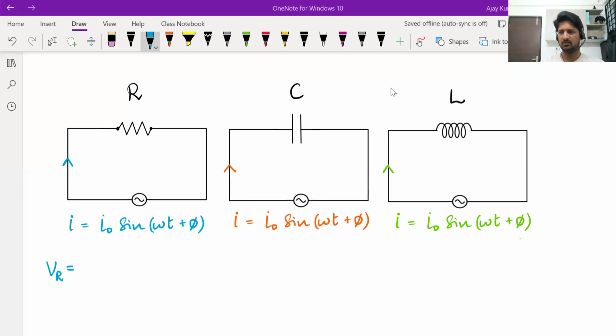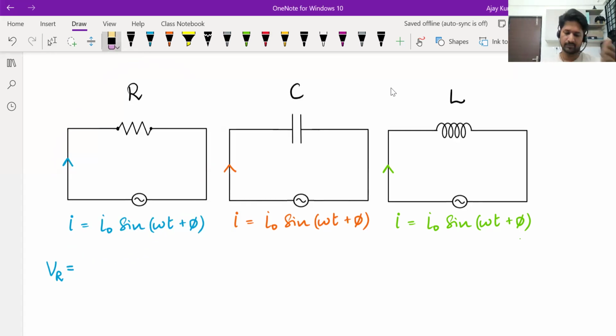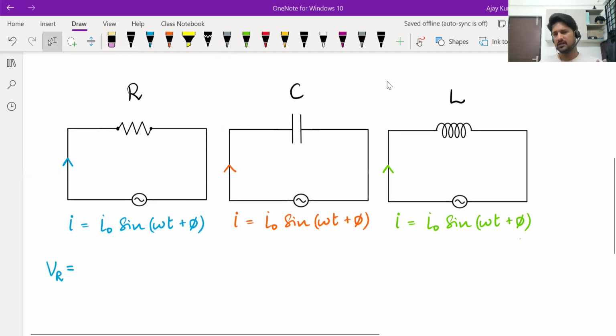I heard someone saying E naught. You should not just write it as E naught. You should write it in terms of what is given here in the problem. Basically, from the current equation, how to write the voltage equation is what we are doing now. Okay, tell me, how will you calculate I naught across a resistor? Suppose EMF is known. How will you find out the peak current I naught?